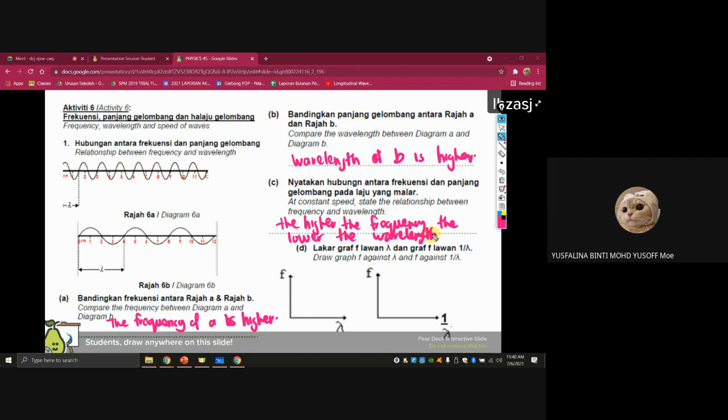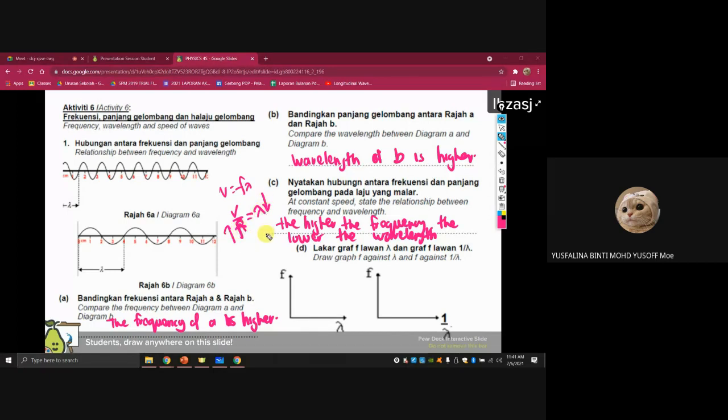Alright, and then for the graph, we already learned that v equals f lambda, so lambda equals v divided by f. If I increase the frequency, what will happen to the lambda? The lambda will decrease. This is called inversely proportional. When you increase f, the lambda is decreased.